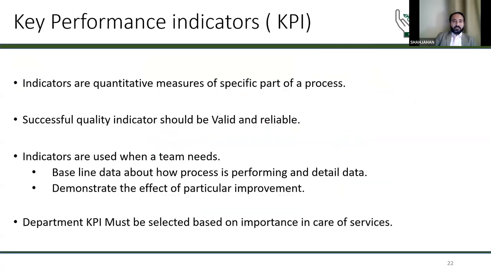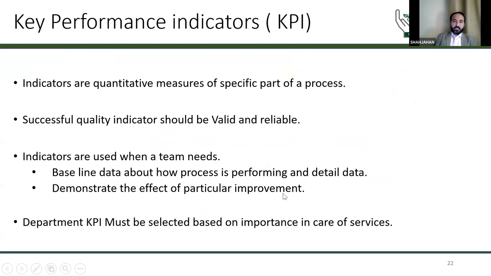Key performance indicators are a quantitative measure of a specific part of a process. Successfully, quality indicators should be valid and reliable. Indicators are used when a team needs baseline data about how a process is performing, and detailed data. And these indicators demonstrate the effect of a particular improvement.